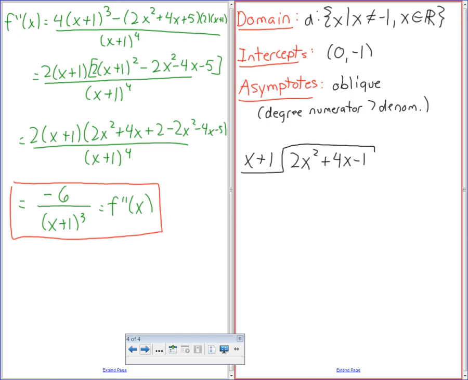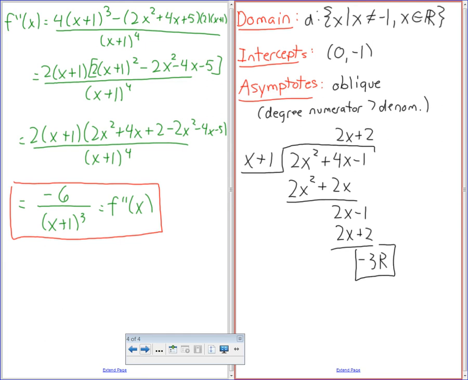All right, so I'm going to start here. I'm going to say that 2x goes into this. So that changes into 2x squared plus 2x. You subtract that out, that turns to 2x minus 1, and that turns into plus 2. And that's a 2x plus 1. And that's a minus 3 remainder. A minus 3 remainder is okay. What that means is that the graph is going to come close to 2x plus 2, but not quite hit it. So my asymptote is going to be y equals 2x plus 2.